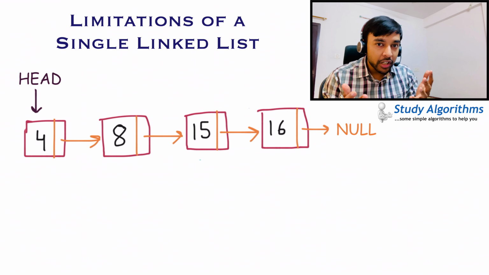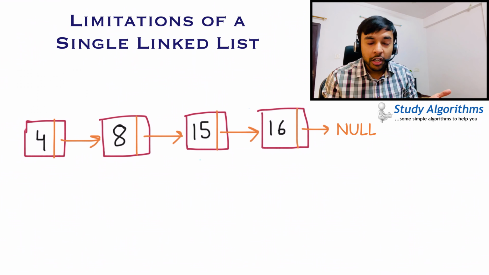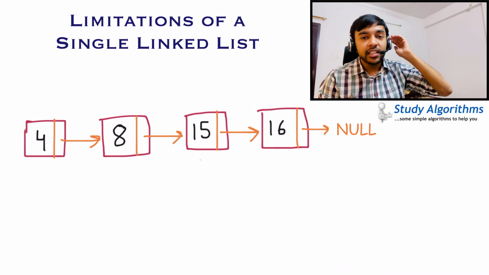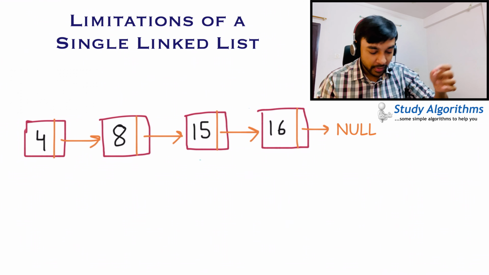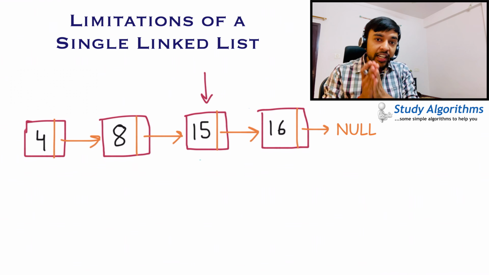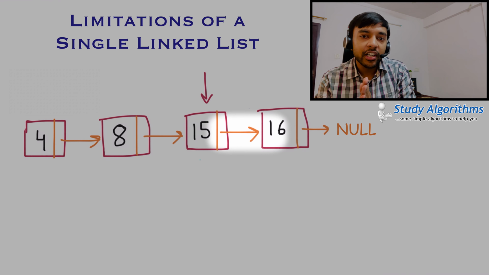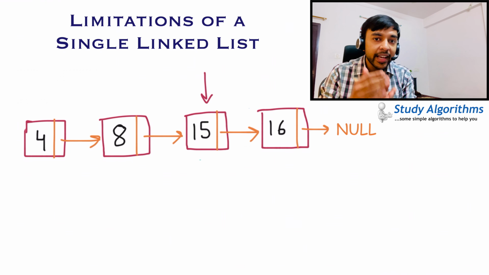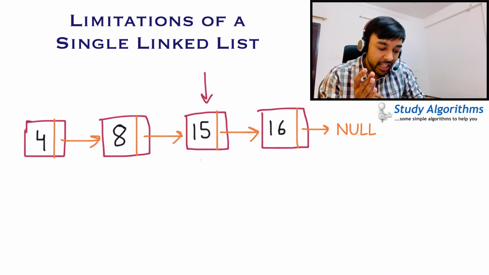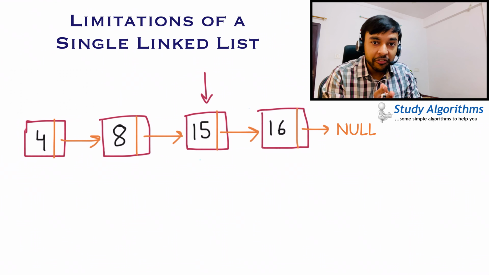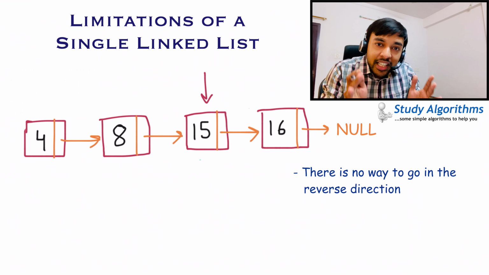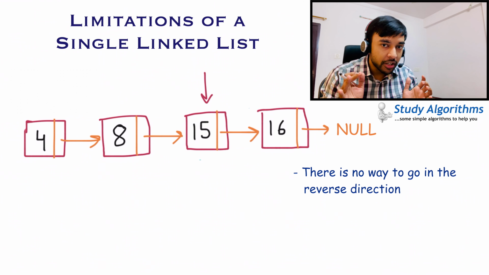But think about a case when you lose this head pointer. What do you do now? You have no way to identify that, okay, this is where my list starts from. Even if you have a pointer to node number 15, then too, you can only traverse in the forward direction. You know that the next of 15 is 16, but you do not have any way that you can go back to identify that, hey, 8 was my previous element. This is a limitation of this kind of a structure.